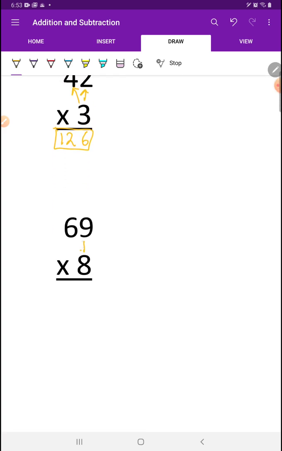Here's another one. 8 times 9 is first, and then 8 times 6 is second. So 8 times 9 is 72. You write the 2 down and carry the 7 up. Then you go 6 times 8 plus 7. So you do the 6 times 8, just the way you were multiplying before, and then you add the 7. You guys should hopefully all remember how to do this, but just in case you don't, that's what we're doing. So 6 times 8 is 48, plus 7 makes 55.